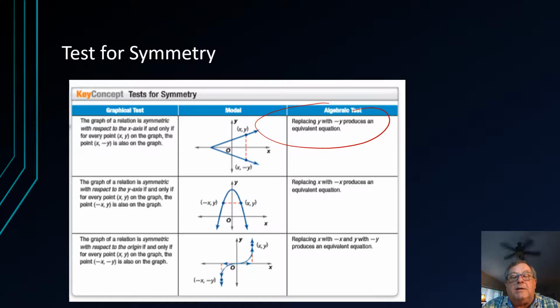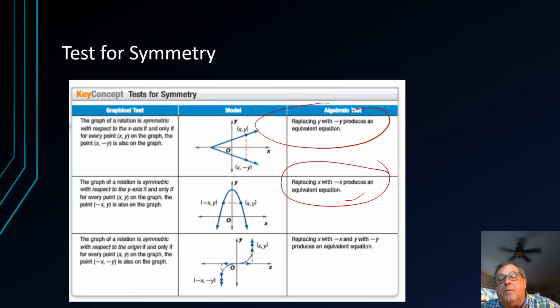Now, in the middle, I see that it is symmetric with respect to the y-axis. And again, think of it this way: if I were to fold it along the y-axis, then it would match, and it's got symmetry. And so for every point on the graph that's x, y, negative x, comma positive y is also on the graph. And so algebraically, if we replace x with negative x, it produces an equivalent equation.